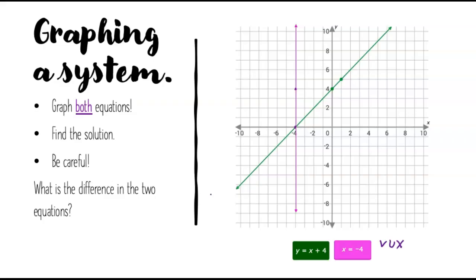The solution is all about what makes both of them true. So what point lies on both? I look and I'm like, oh, it's right here, right where they intersect. And I need to name it. That solution is -4, 0. So to graph, you graph both lines, and then you look to see, okay, where do they cross? Where is that intersection? What coordinate, what location, what point, what ordered pair makes both equations true?